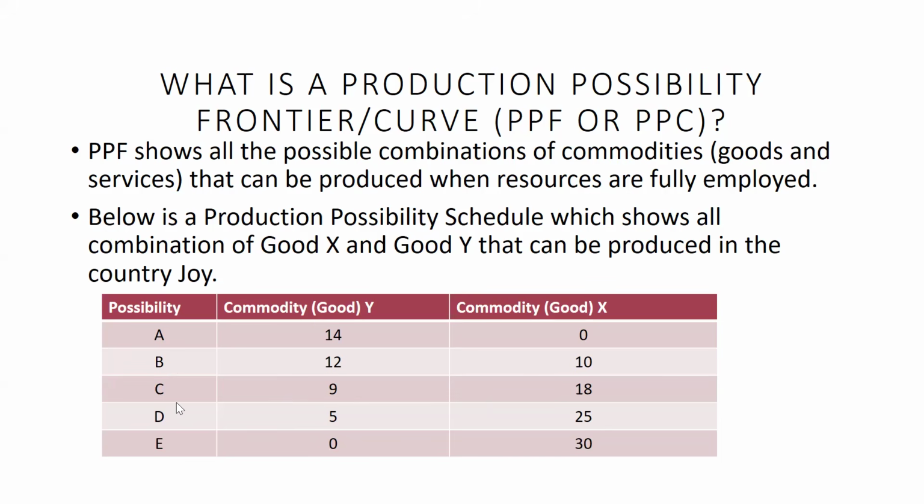So if I move from combination A to combination B, in order to get 10 of good X, I'll have to give up 2 of good Y. So that would be my opportunity cost. If I move from combination A to C, in order to get 18 of good X, I would have had to give up 5 of good Y. So that would have been my opportunity cost.